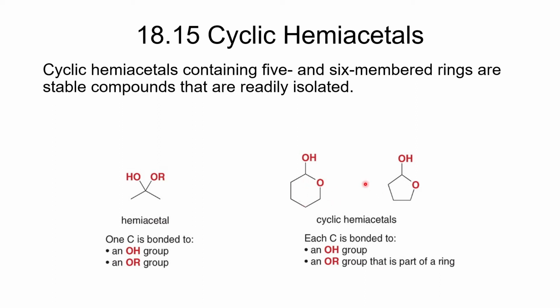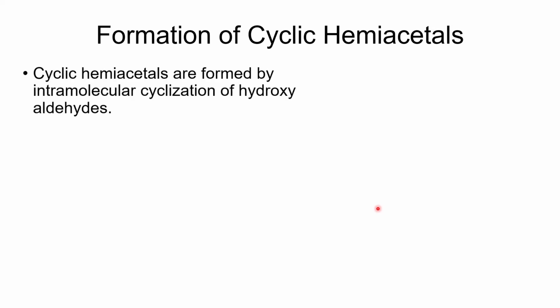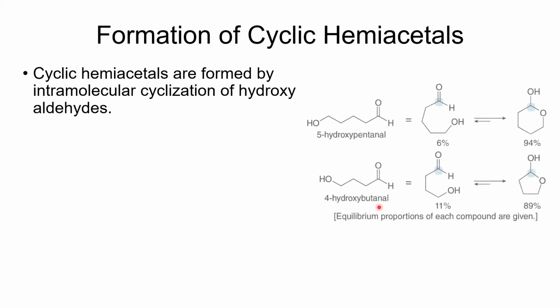And you may think, well, all right, how useful are these? Well, these happen in nature all the time, and I'll show you examples of that here in just a bit. So how does it work? Well, when we have the cyclic hemiacetal, we get that from intramolecular cyclization of the hydroxyaldehydes. I'm going to show you the mechanism in a minute, but if you remember the mechanism for forming a hemiacetal, which is protonation, nucleophilic attack, deprotonation, then you already know this.